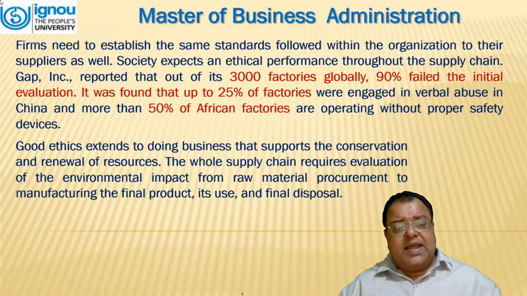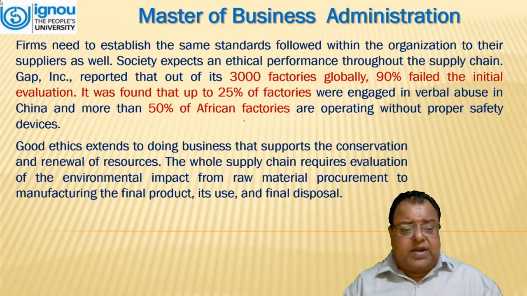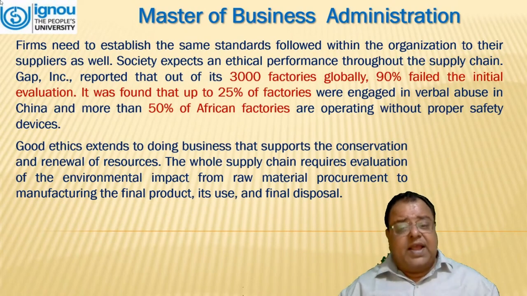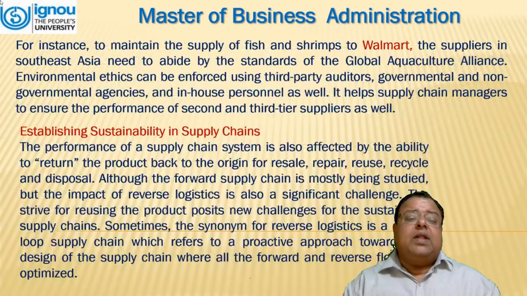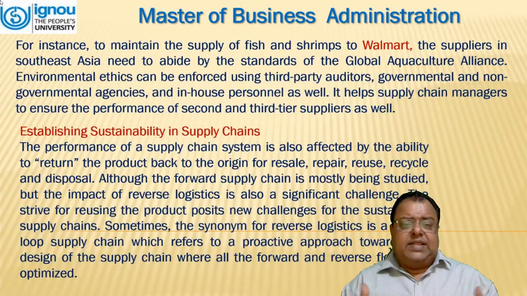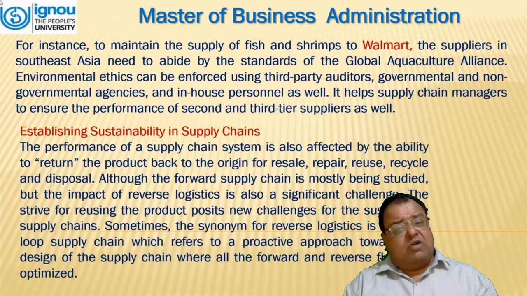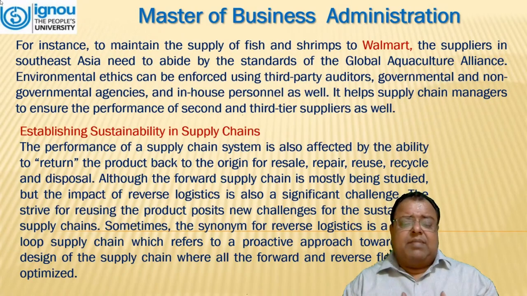Good ethics extends to doing business that supports the conservation and renewal of resources. The whole supply chain requires evaluation of the environmental impact, from raw material procurement to manufacturing, the final product's use, and final disposal. For instance, to maintain the supply of fish and chips to Walmart, the suppliers in Southeast Asia need to abide by the standards of the Global Aquaculture Alliance.